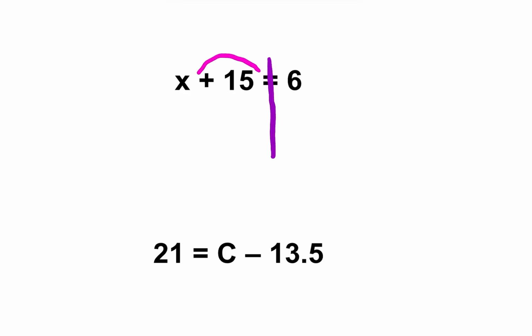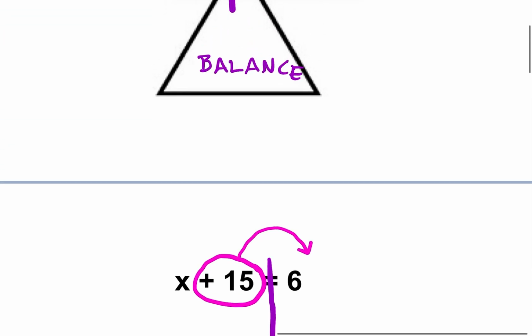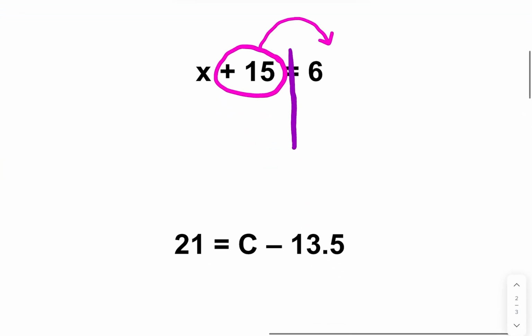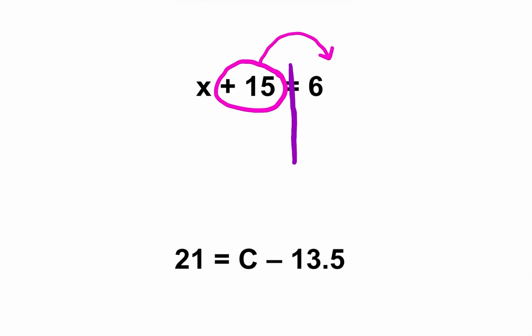So to get x by itself, I need to get rid of this positive 15, the plus 15. So I'm going to circle it, and I know that I need to move it over there. Because last time, we had to get rid of that right there and move it over there, okay? So to do that, we do the opposite of what we are moving. So if I am moving a positive 15, what is the opposite?